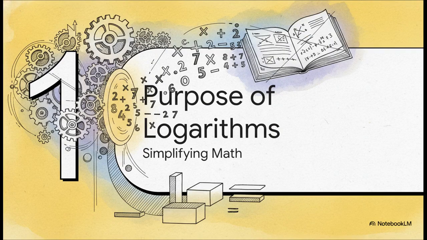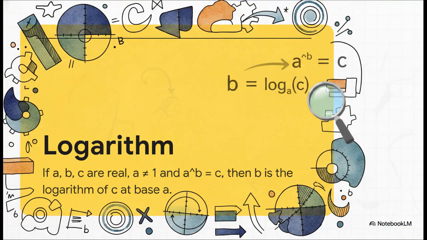Section 1. The purpose of logarithms. Okay, so logarithms definitely weren't created just to add more pages to your math textbooks. They were deliberately designed to turn massive, messy multiplicative problems into much simpler math. Now, if you read the official definitions straight up, it looks pretty intimidating. It says if a, b, and c are real numbers, where a does not equal 1 and a to the power of b equals c, then b is the logarithm of c at base a. Wow, right? But honestly, all this definition is really doing is rearranging the mathematical furniture. It's just a clever way to isolate that exponent b so we can actually work with it directly.